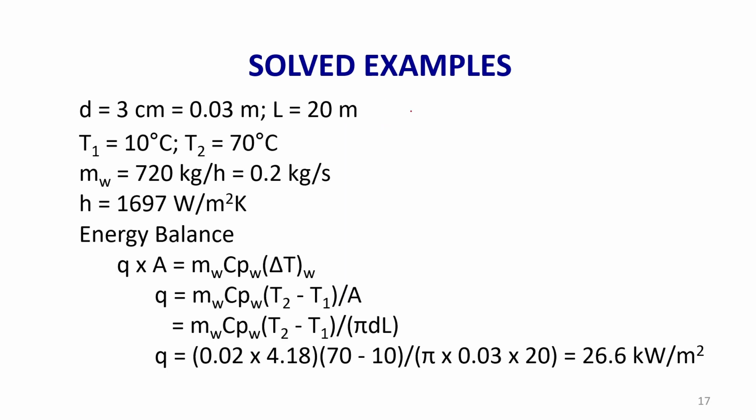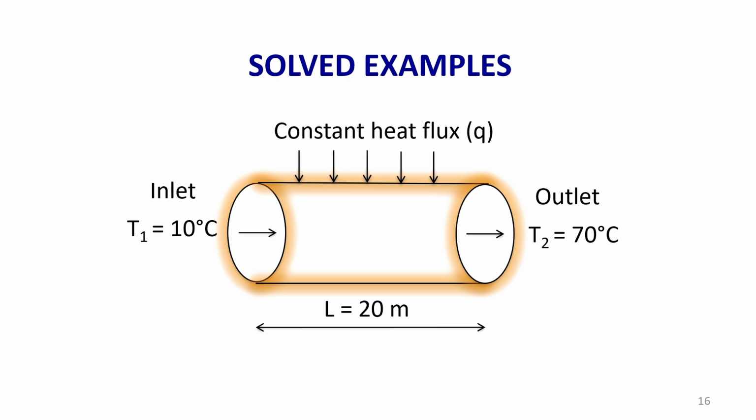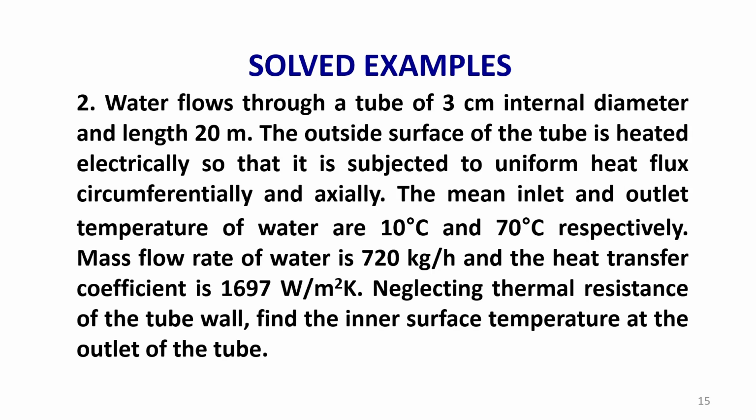Okay, so the diagram I have given. Inlet temperature is given as 10 degrees centigrade. The outside surface of the tube is heated electrically so that it is subjected to uniform heat flux circumferentially. The mean inlet and outlet temperature of water are given as T1 and T2.